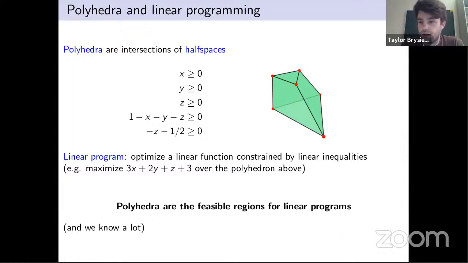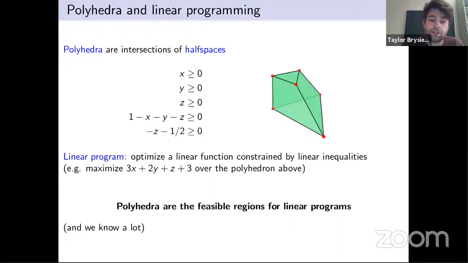Now, polyhedra are interesting mathematical objects in their own right. You can spend a whole mathematical career studying these and still have more questions. They're very nice in that they can be described via all of this combinatorial data. You can ask how many vertices are on the polyhedron, how many edges, how many faces of a higher dimension, etc. So they're very combinatorial objects too.